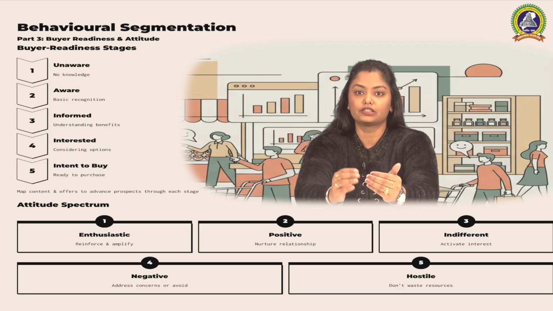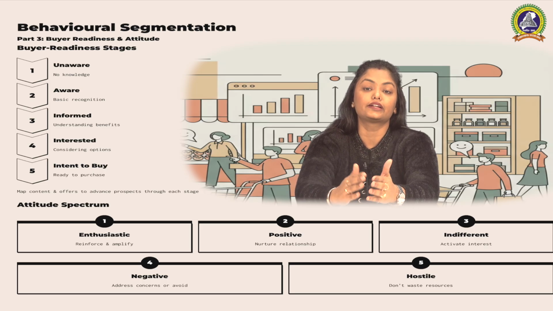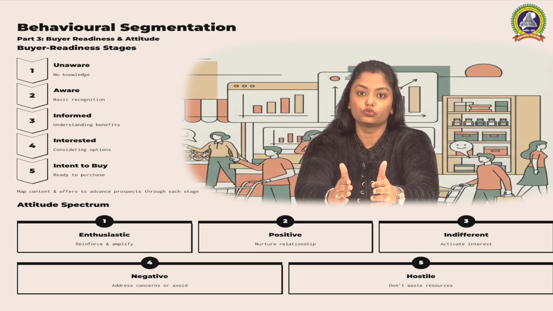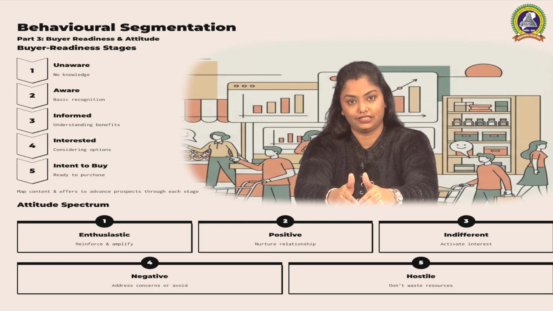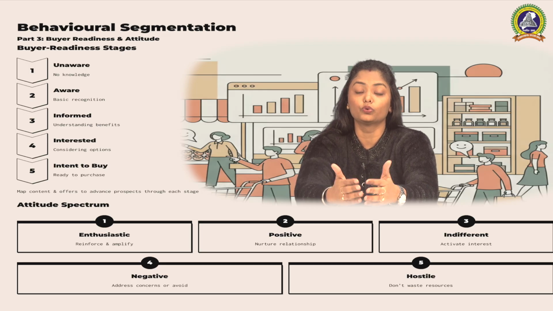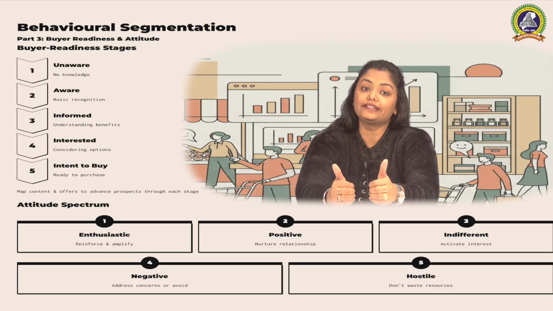For example, with electric vehicle companies like Tata Motors must use broad awareness ads for those in the unaware stage, but offer test drive and financing options for those in the interested or intent stage.